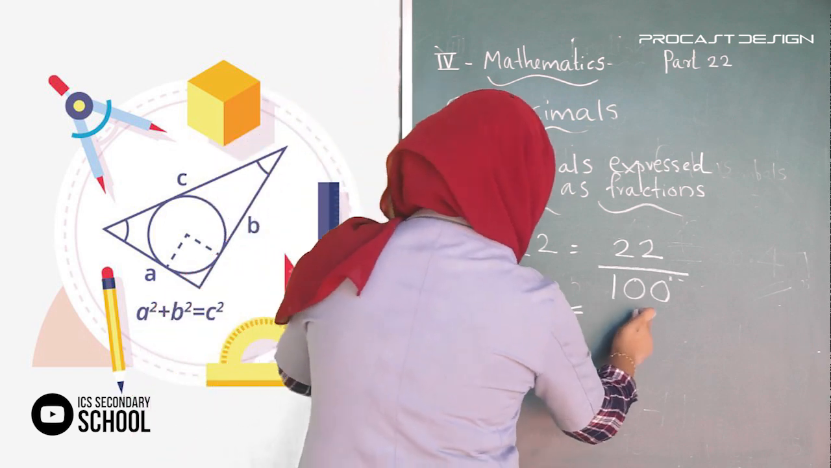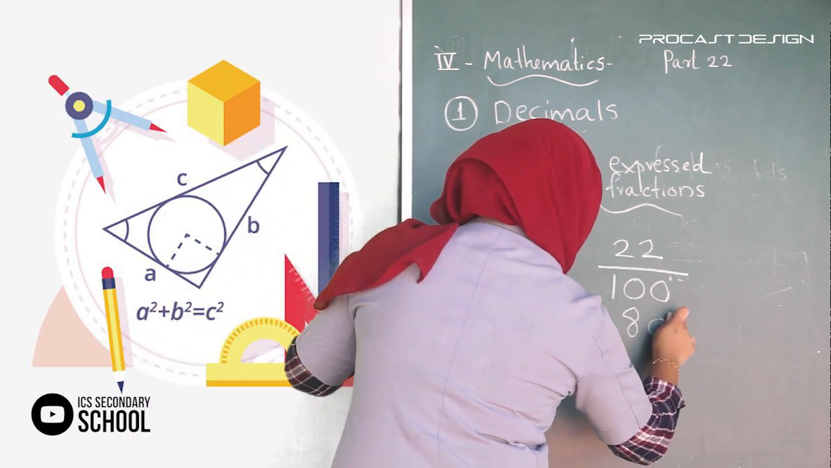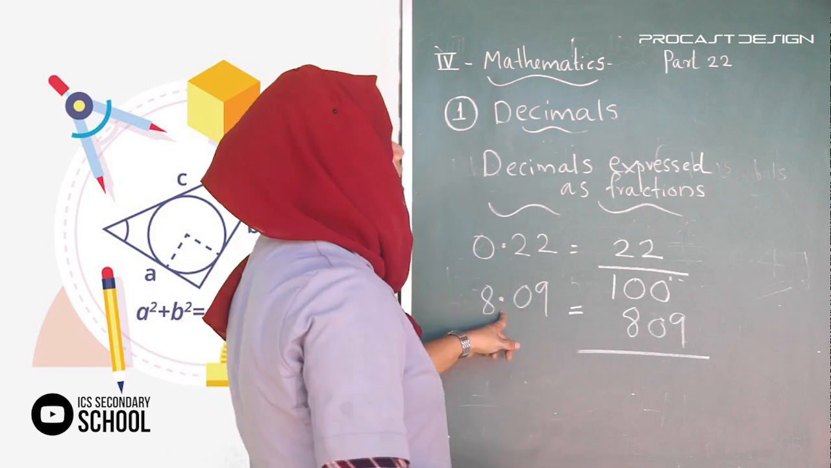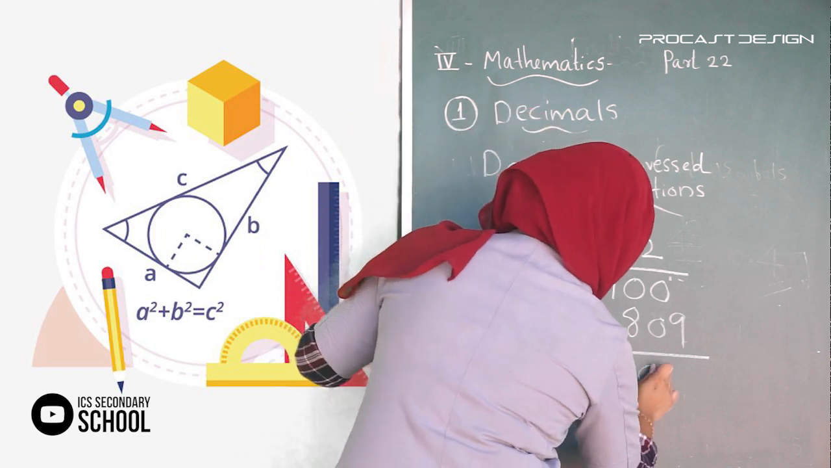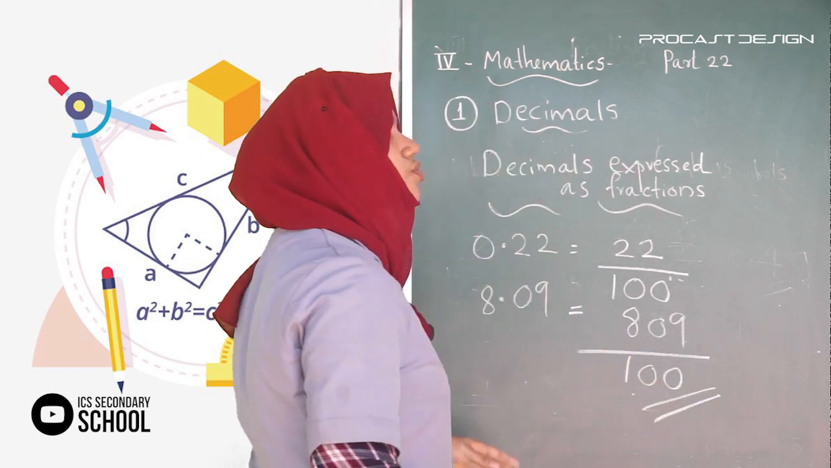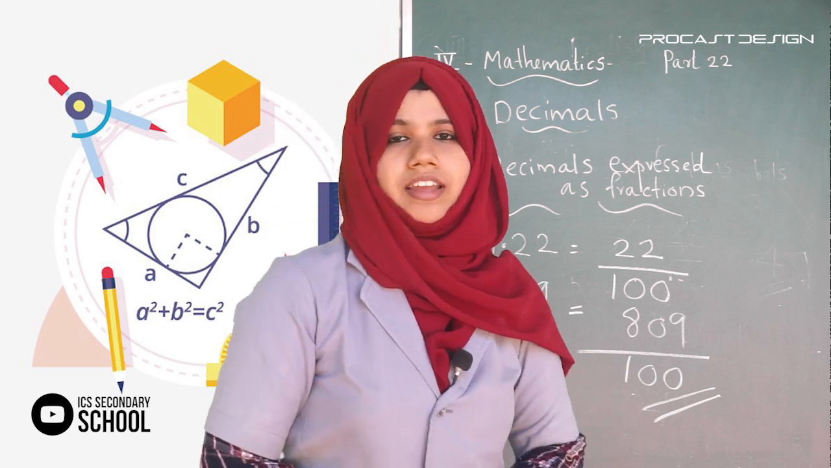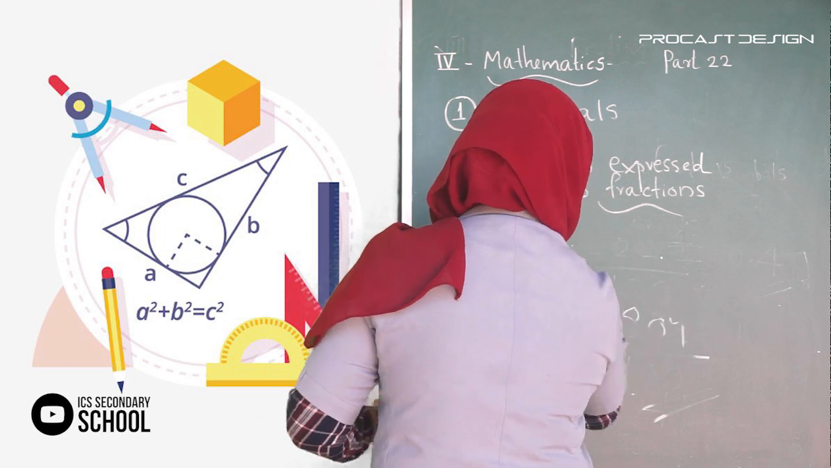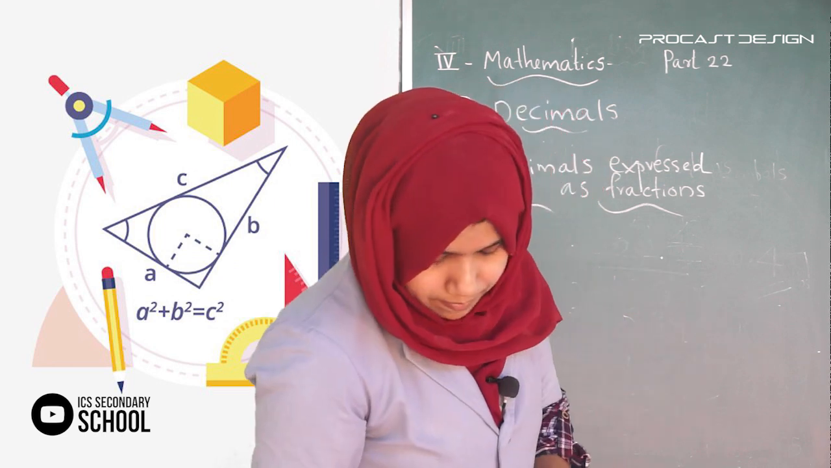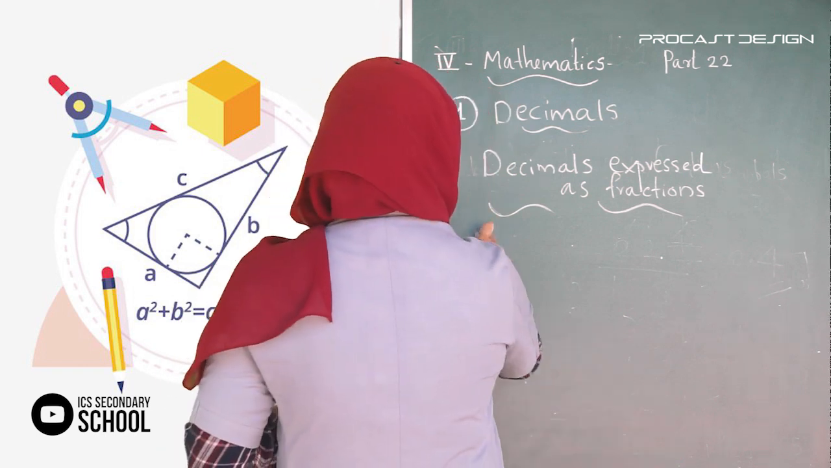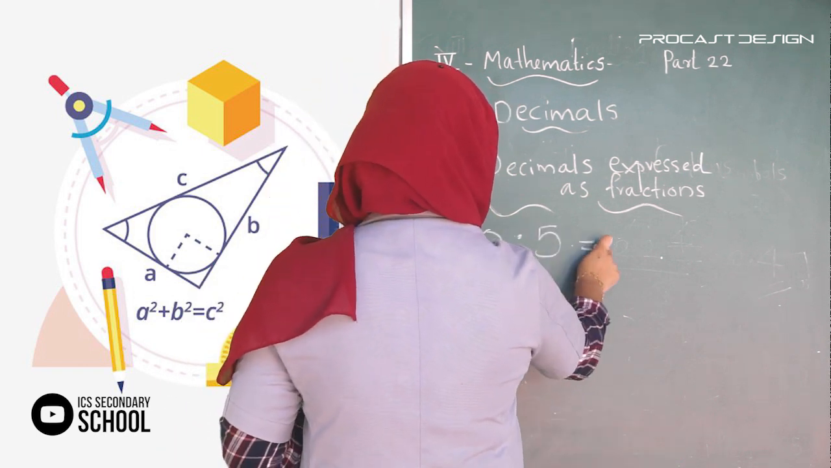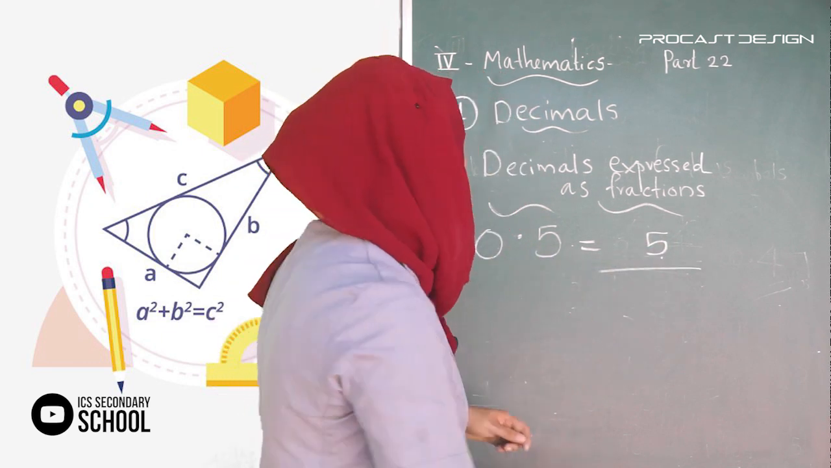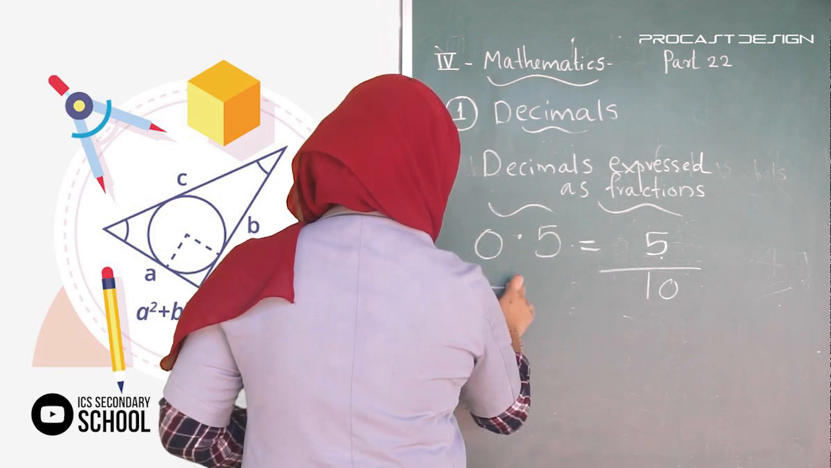8.09. First you write the number without the decimal point. Next, after the decimal point 2 digits are there, so the denominator has 2 zeros. That means 809 by 100. Okay. We have some more examples. 0.5. Here first write 5, then after the point only one number, so 5 by 10. Okay.